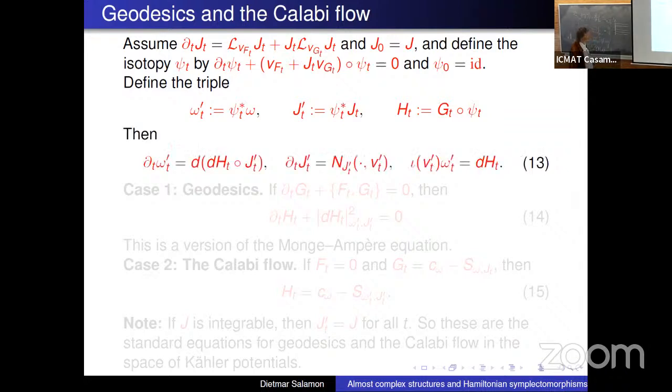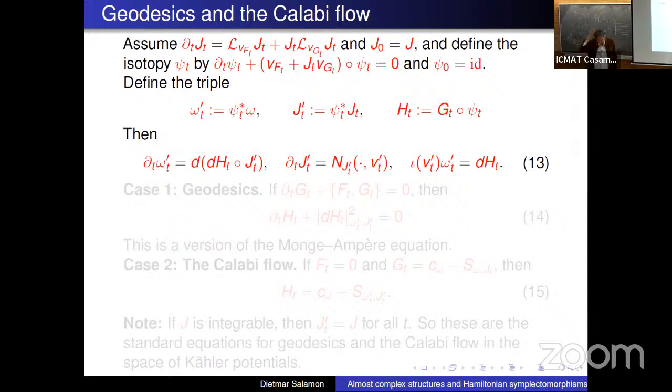And then this triple satisfies the following equations, 13, namely d_t omega_t prime is just d dh_t composed with J_t prime. That is just a calculation. And d_t J_t prime is moving by the Nijenhuis tensor, so you get N_{J_t prime} of dot V_t prime, and V_t prime is just the Hamiltonian vector field of h_t for omega_t prime. So this is the equation you get when you do this pullback construction.